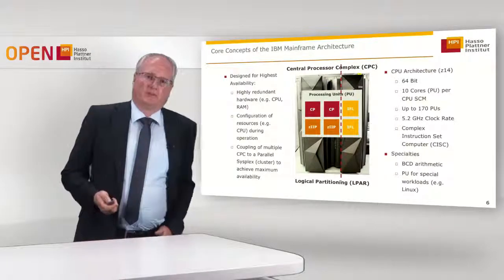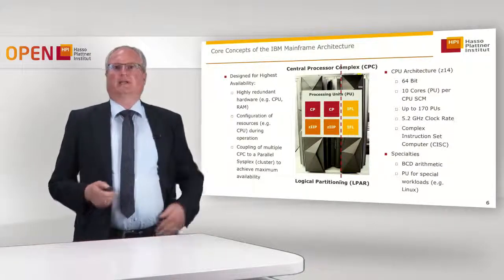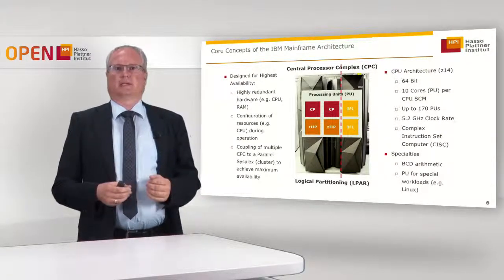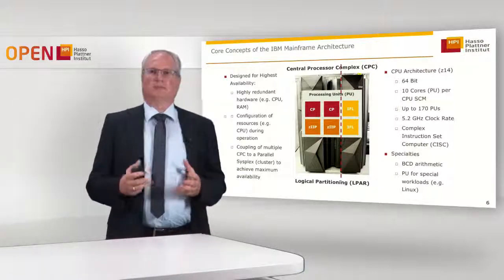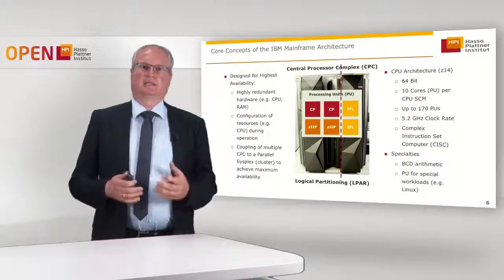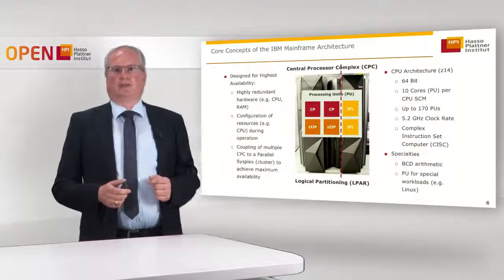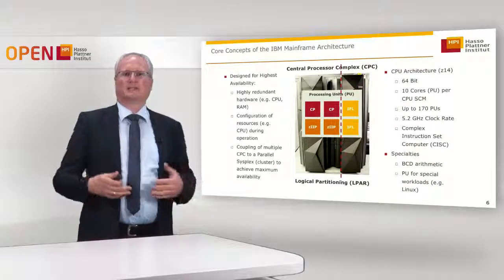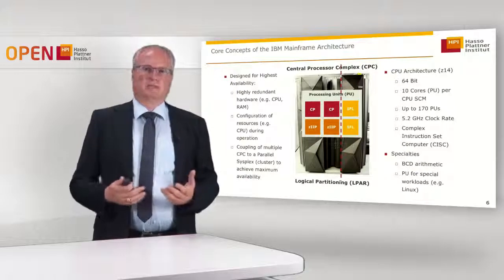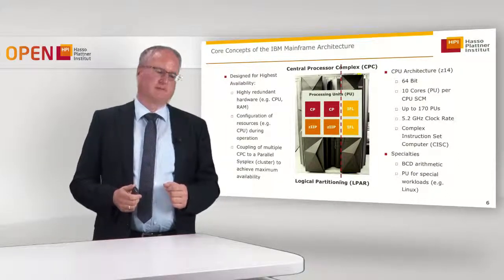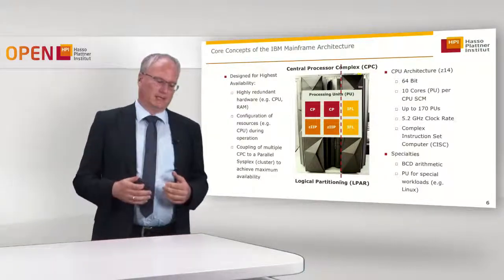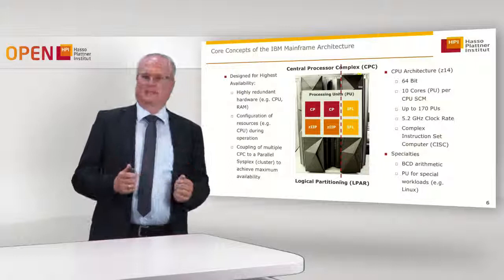The CPU architecture of the modern z14, the most recent generation of the mainframes, is a 64-bit architecture. One CPU has 10 cores, and these cores are called PUs, processing units. It's possible to have about 170 PUs available to the customer. There are some more for internal administration things. This generation runs at 5.2 gigahertz clock speed, and it still is a complex instruction set computer.